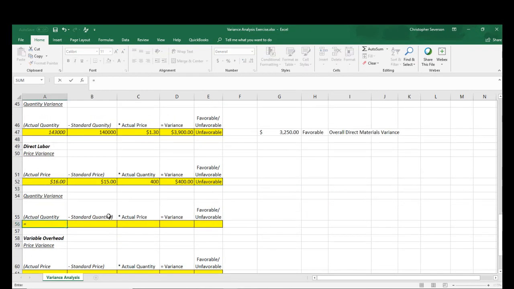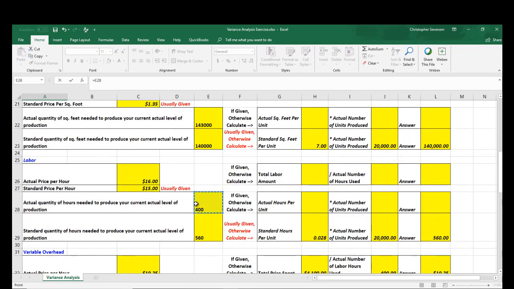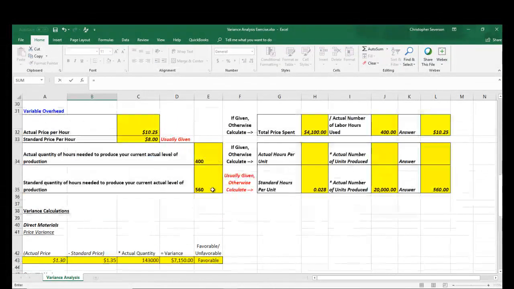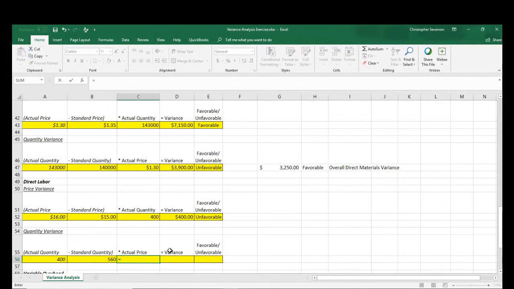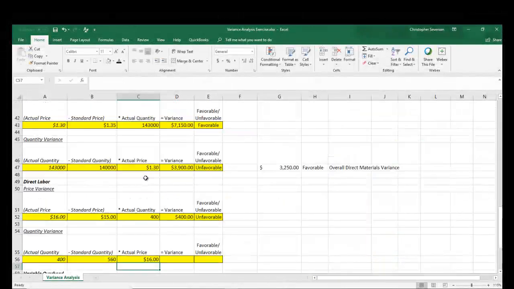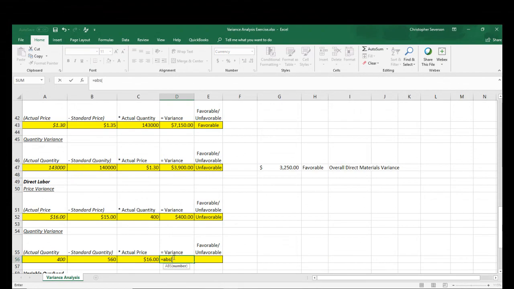The quantity variance, I'm going to link the same way. Actual quantity of labor, standard quantity of labor, actual price of labor. We'll do the calculation again. 400 minus 560 hours multiplied by the $16 actual price. So 2560 variance. We expected to use 560 hours. We only used 400. We used less. Therefore, it cost less. As such, it's a favorable variance.